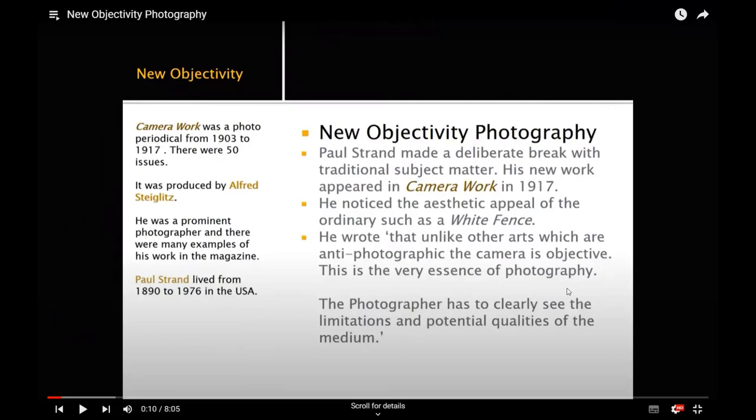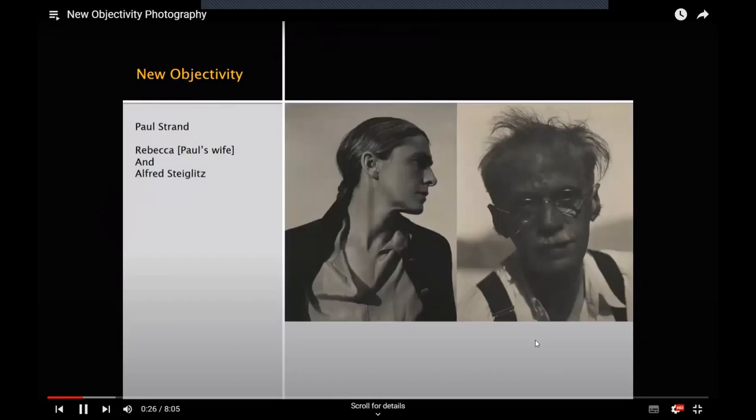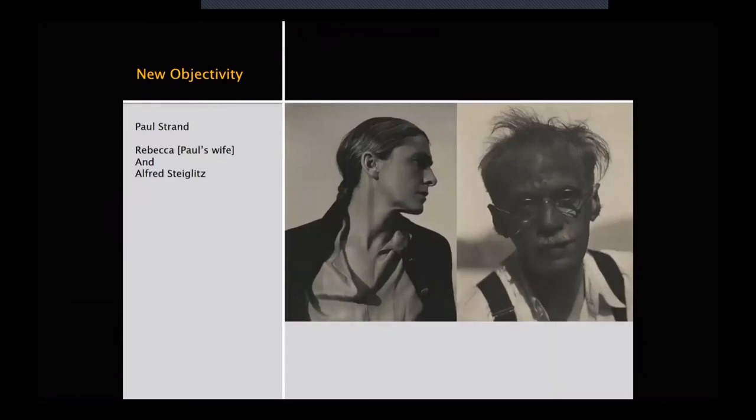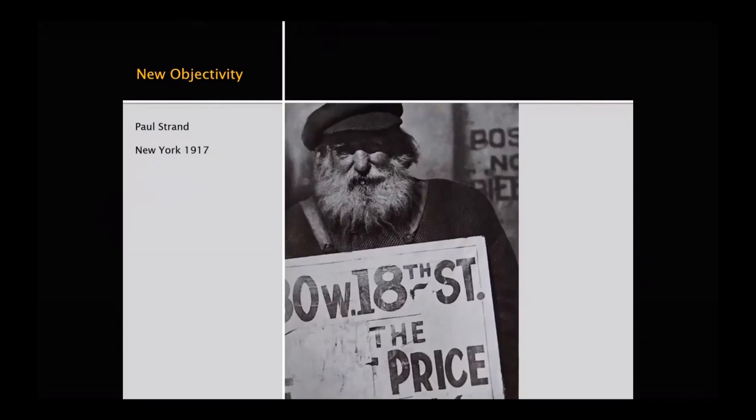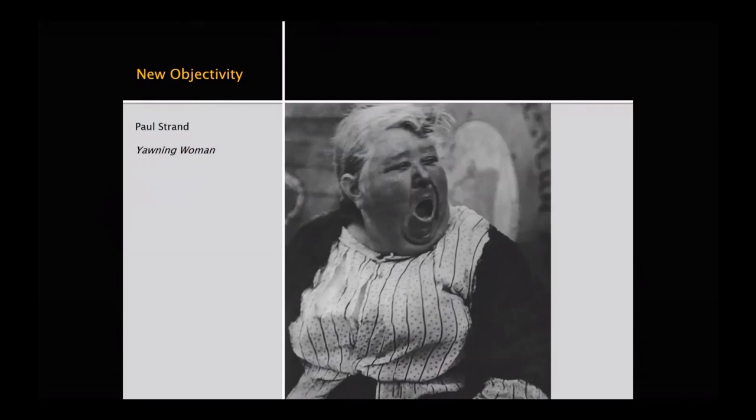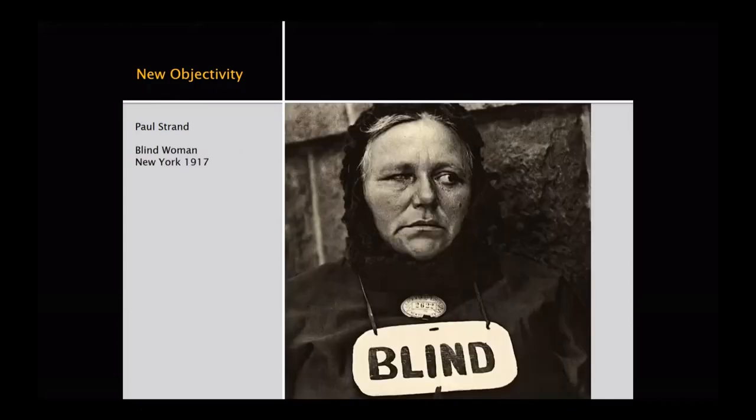Paul Strand, was he mentioned in that list? I can't remember. Certainly Stieglitz is here. I rather like Paul Strand's work. I've got a copy of this book, Camera Work, which is quite interesting. This is Paul Strand, with his wife on the left, and this is Alfred Stieglitz. And this is one of Paul Strand's photographs that was quite famous. Another one, The Yawning Woman. And The Blind Woman. You must have seen these photos.